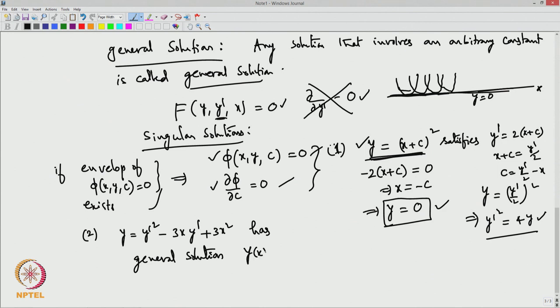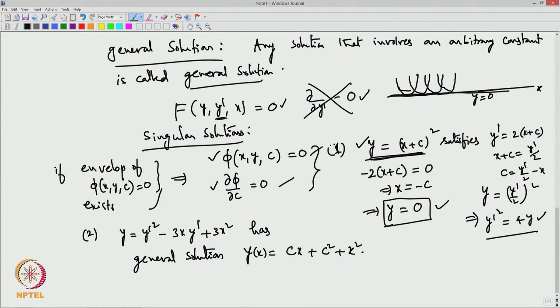y of x equal to some constant times (x plus c) square plus x square. So you have a general solution here. How do you know that this is a general solution? It has one parameter c, one arbitrary constant. So it's a general solution. You substitute into the equation and verify it. It satisfies. So this is the general solution, right?